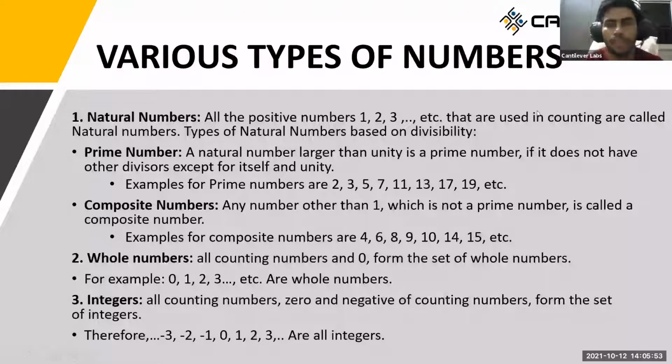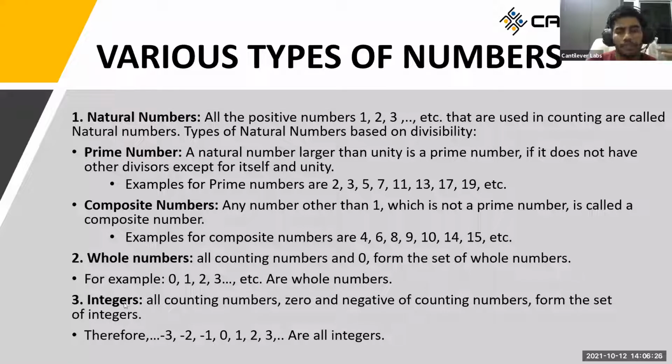Moving on to various types of numbers. Natural numbers. All the positive numbers 1, 2, 3, etc. that are used in counting are called natural numbers. So these natural numbers are basically something which we come across almost every day while measuring, counting, or even during basic mathematics. So types of natural numbers can be based on divisibility. So what is divisibility? Divisibility is divided into two parts, prime number and composite number.